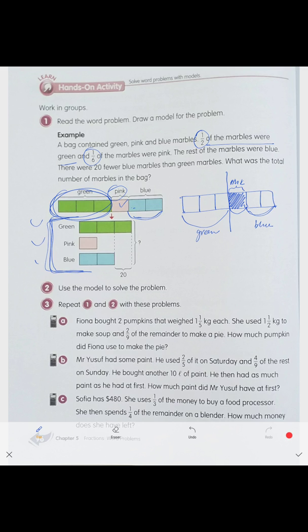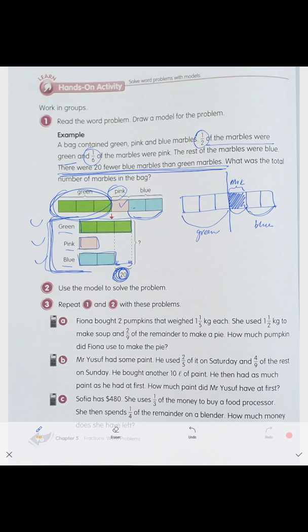They stacked one onto another, all 3 bars that we get. 3, 1 unit, and 2 units. And we can see that this one missing unit, they say there were 20 fewer blue marbles than green marbles. And from our model, we can clearly see that 1 unit is 20.